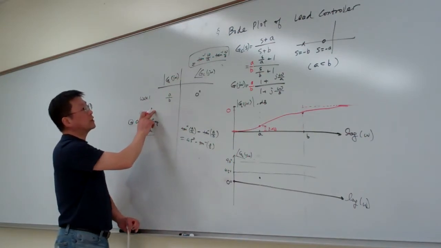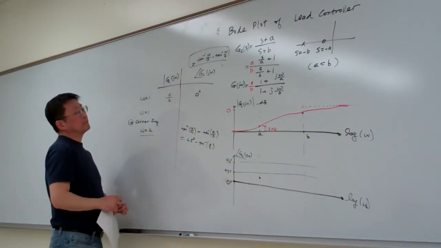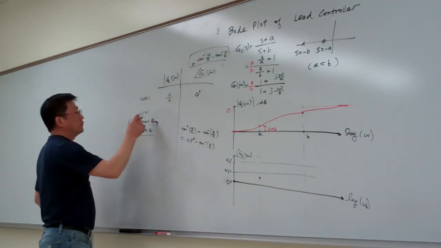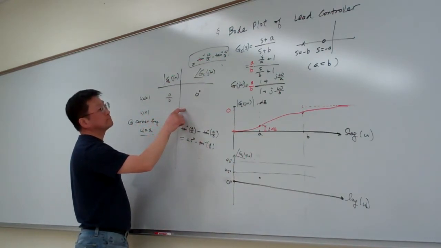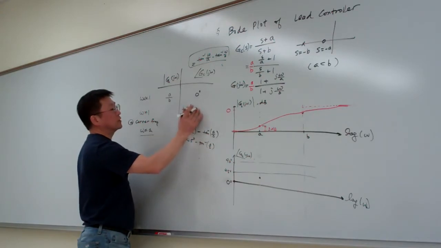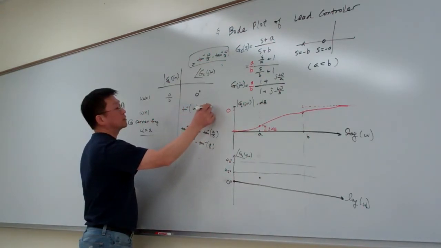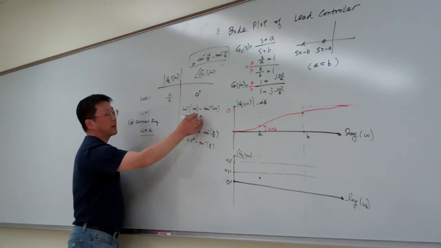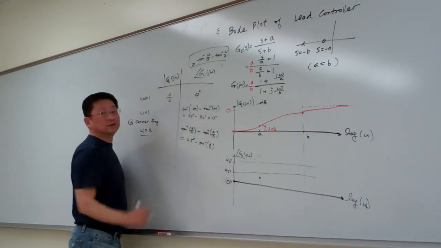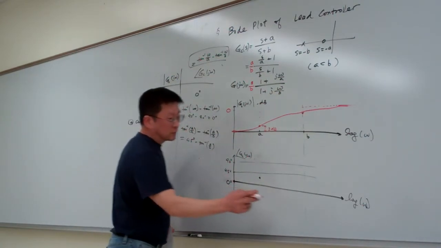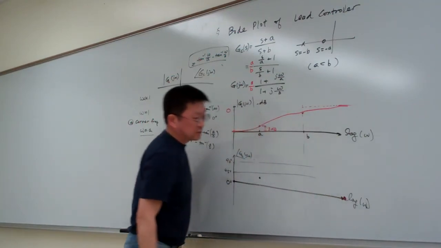When this is greater than 1, for this case, this one is arctangent. Omega is large, so very large. So I would say infinity minus arctangent infinity here, and this one is almost 90 degrees minus 90 degrees, which is 0 degrees. So here I would say very large, so that one basically comes back to 0 degrees there.